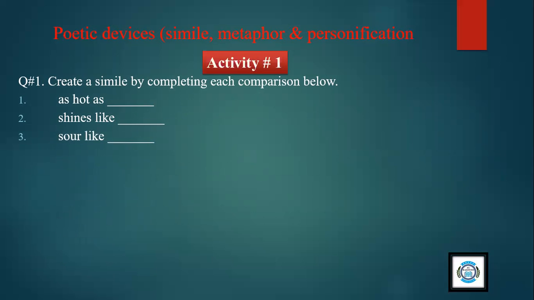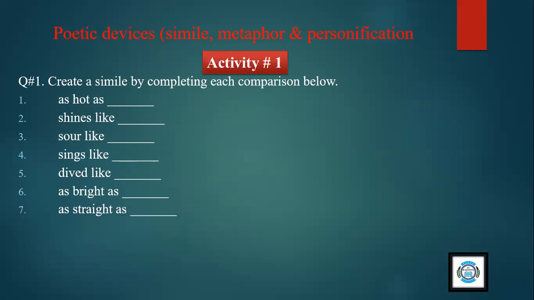Sour like, so which things are sour? Basically grapes, or what else you feel like? Sings like, okay, you can give examples of some birds like nightingales. Dives like a fish, as bright as the sun, as straight as an arrow, fights like a lion, as hard as steel, as cold as ice.